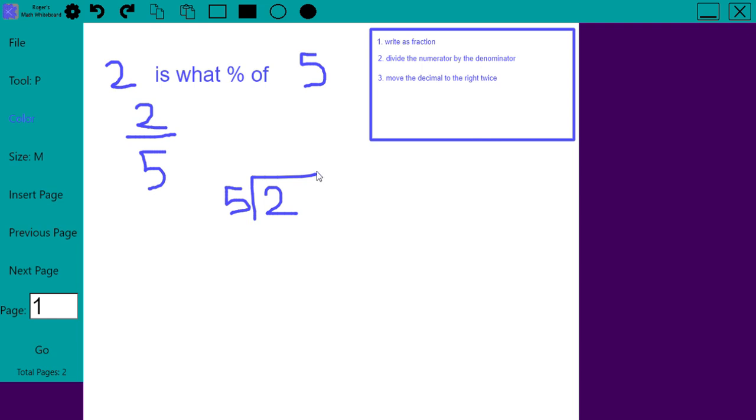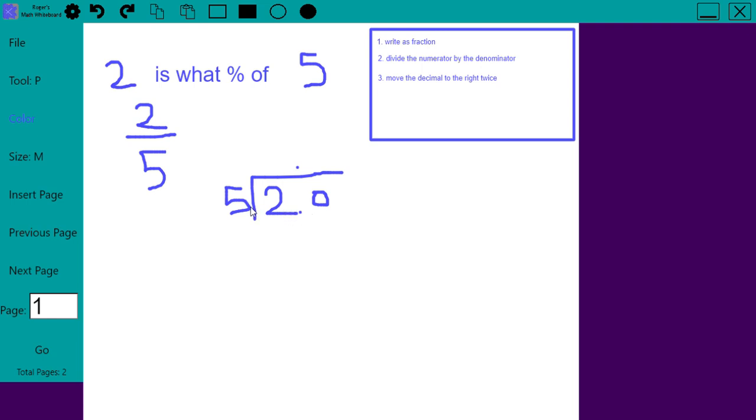And since you're dividing a smaller number by a larger number, you're going to need to add in your decimal point here. Make sure you put your decimal point in the same spot in your answer. Then you can just add zeros so you can solve this. So just go ahead and add 1 for now. Alright, so how many times does 5 go into 2? 5 can't go into 2. So how many times does 5 go into 20?